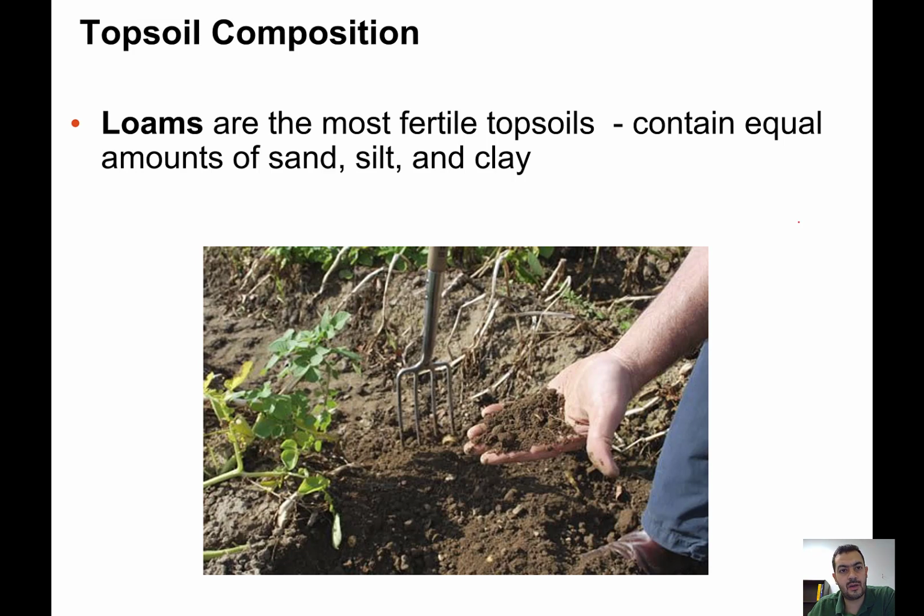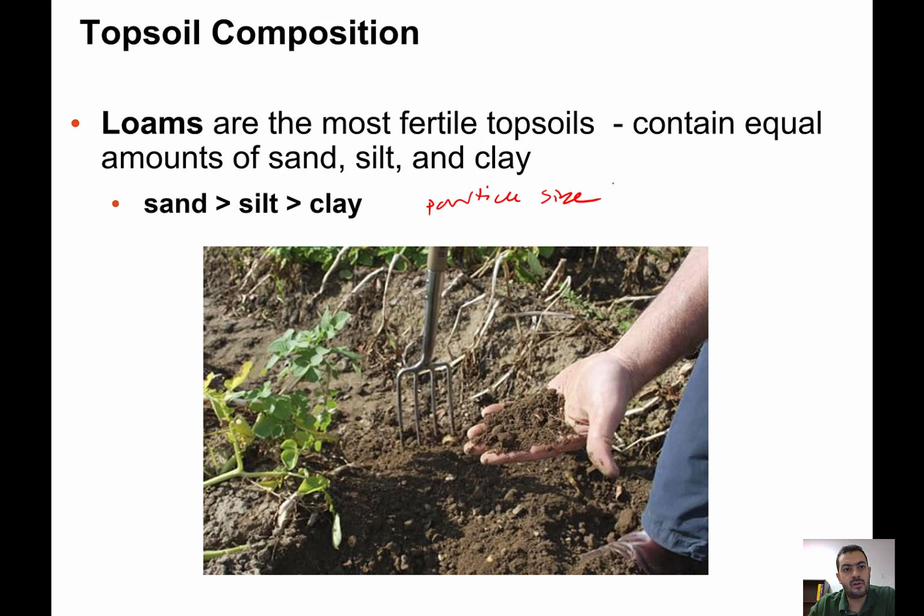It contains equal amounts of sand, silt, and clay. Sand, silt, and clay are three types, and they differ in their particle size. Sand is the biggest in terms of particle size, then comes the silt, which is intermediate, then the clay is the smallest in terms of particle size. So sand is the biggest. That means it cannot get too compact, so there are spaces in between the sand particles.